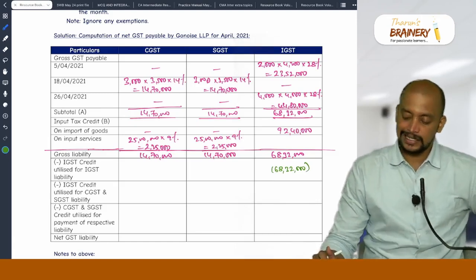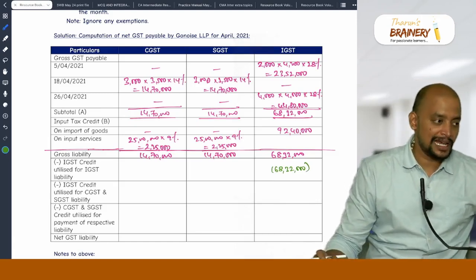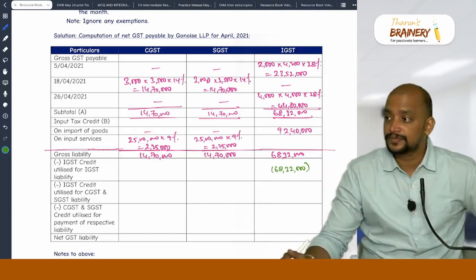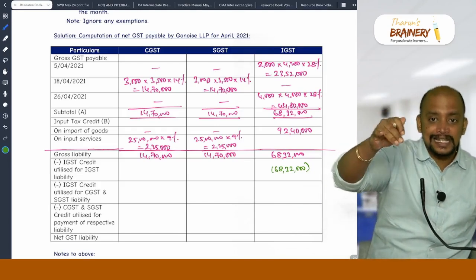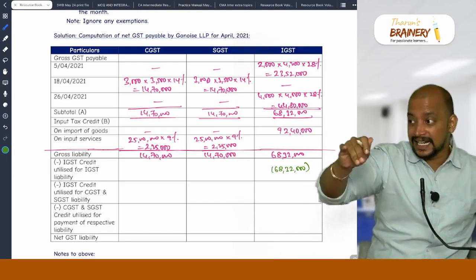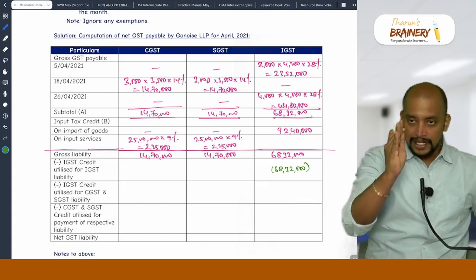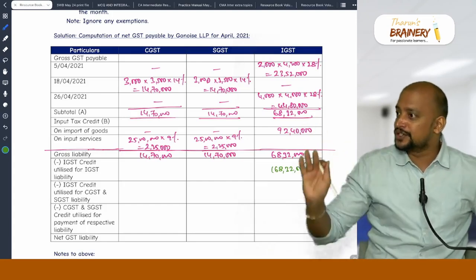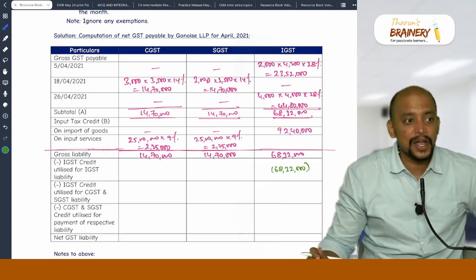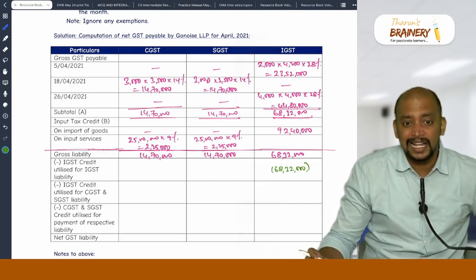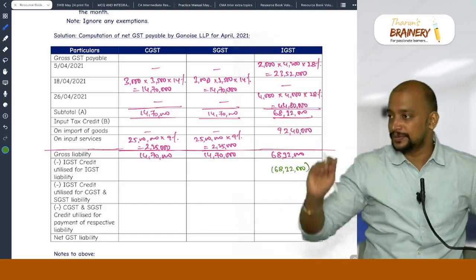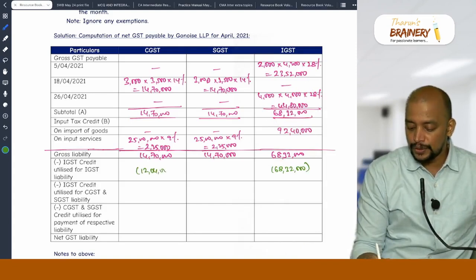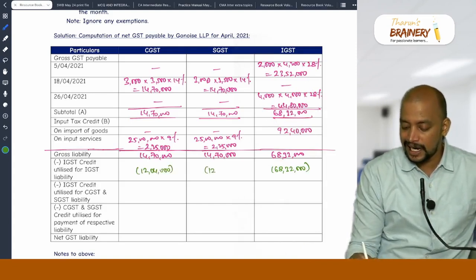92,40,000 minus 68,32,000, 24,08,000. But don't use it fully for CGST. Why? Because there is already some CGST credit. So what I told you: liability equal, credit equal. So you distribute equally. What is the excess credit that you have got? IGST. 24,08,000 divided by 2, 12,04,000 you use for CGST and SGST.